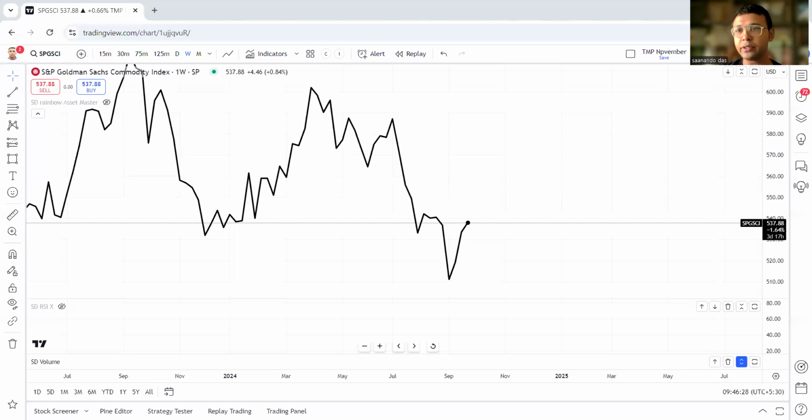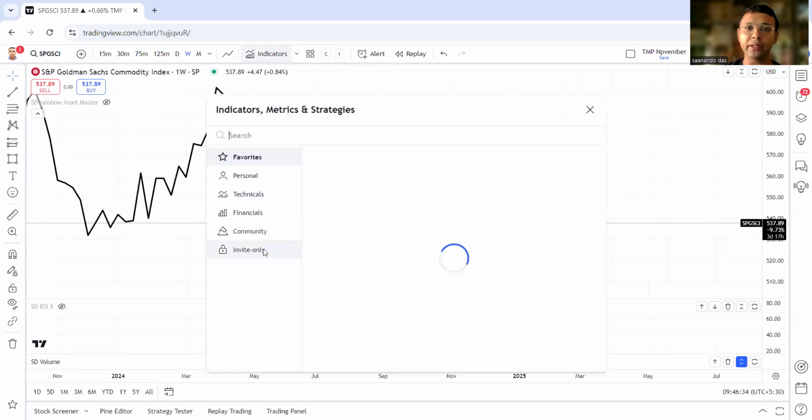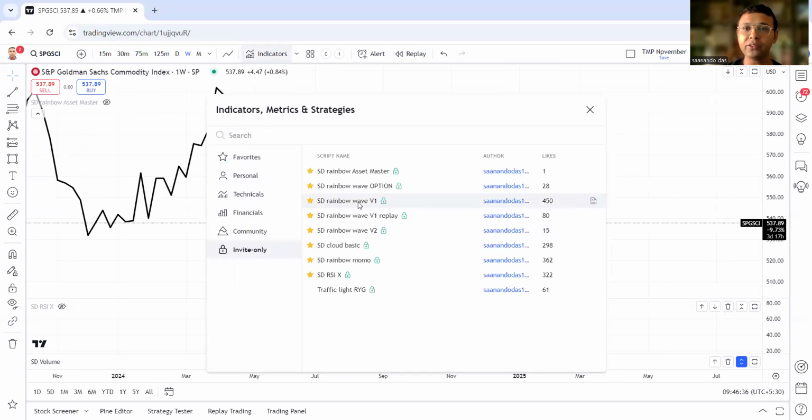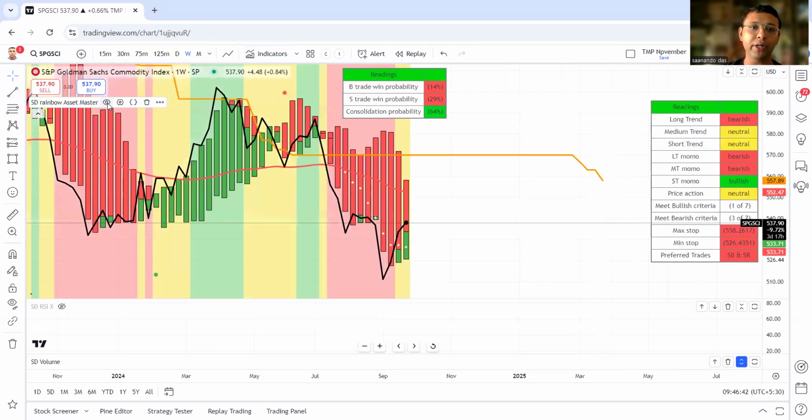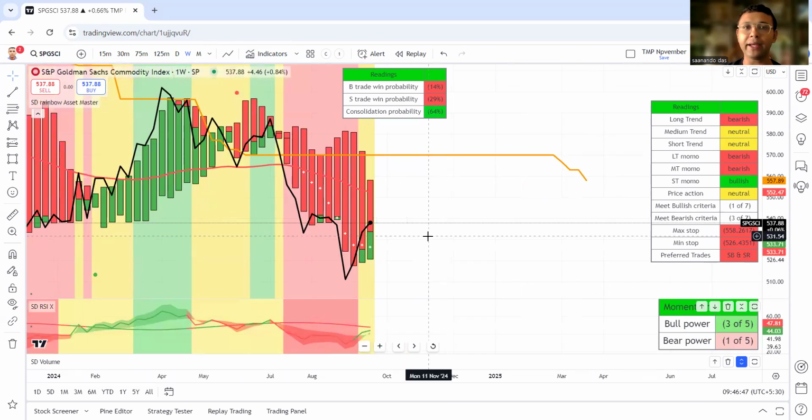setup. So those who are regular watchers, you know, to create the fountain of gold setup, we'll have to go to indicators, invite only SD Rainbow Wave version 1 and SD RSI X. So it is already plotted. I went to SD Rainbow Wave version 1 and SD RSI X.